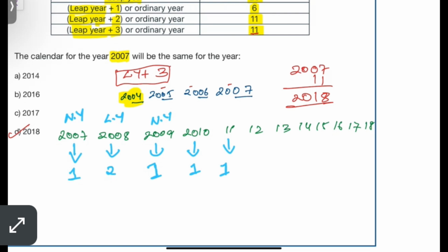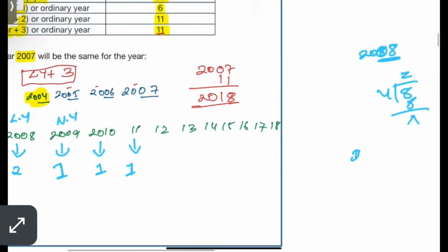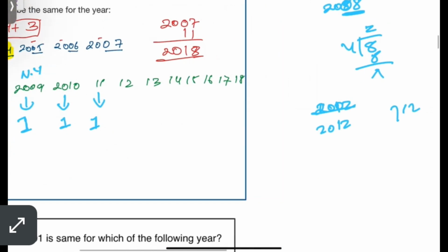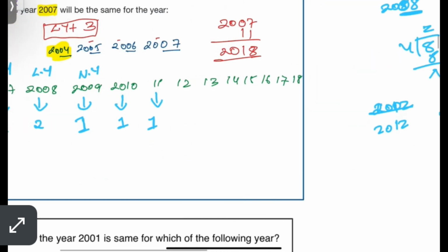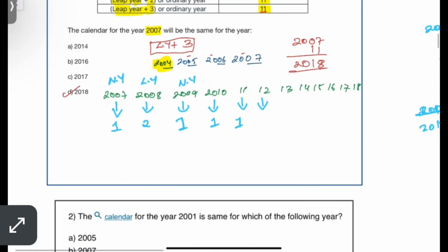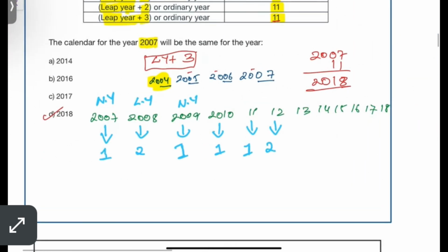What about 2012? Let's check for 12. 12 is divisible by 4. 4 threes are 12. That means this is a leap year. 2012 is a leap year. That means in a leap year there are two odd days, right? So a leap year has two odd days, so I'll just write 2 here.